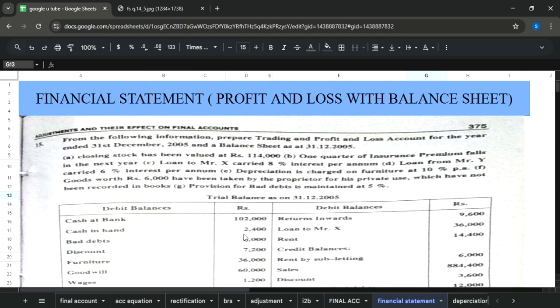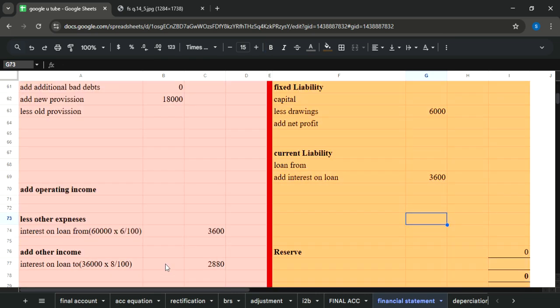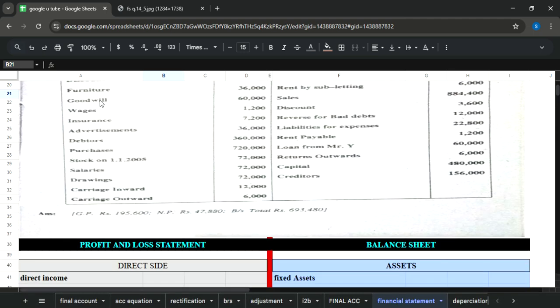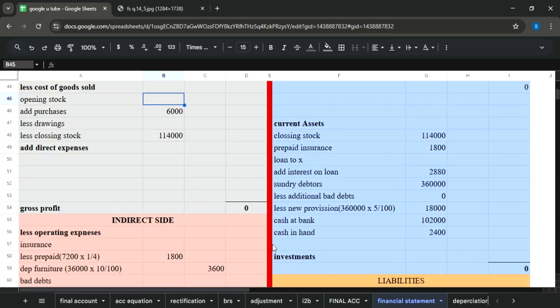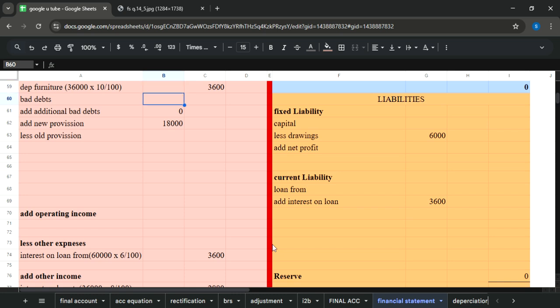After cash in hand, we have bad debts 6,000. It's part of operating expense, and we have already mentioned. Look at here, there were 4 elements. So bad debts are present in our question, the amount of which is 6,000. So let's mention 6,000 in bad debts category.